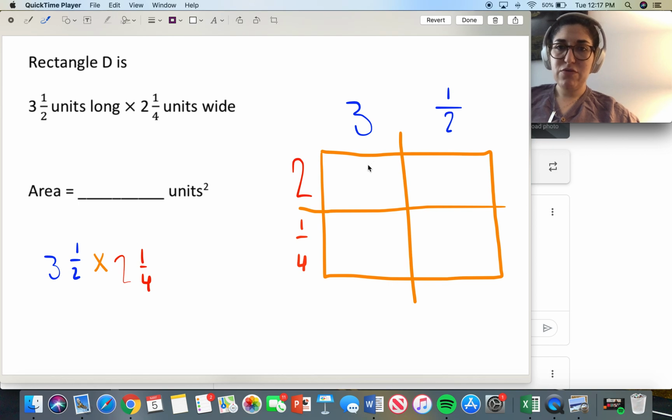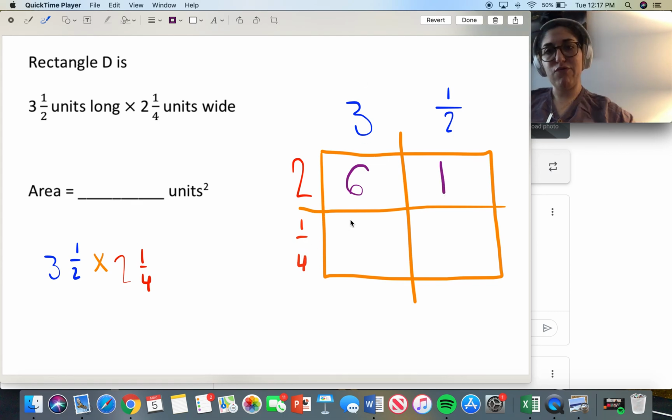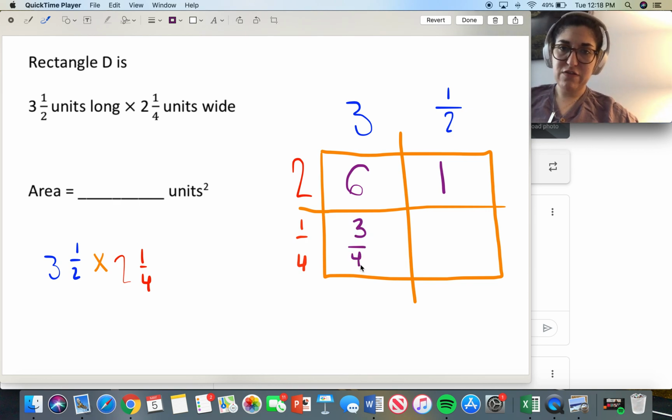3 times 2, I'm now going to multiply, right? 3 times 2, 6. 2 times 1/2 is 1/2 plus 1/2, or 2/2, or 1 whole. 3 times 1/4 is 1/4 plus 1/4 plus 1/4, or 3/4. And last but not least, 1/2 times 1/4 is 1/8.